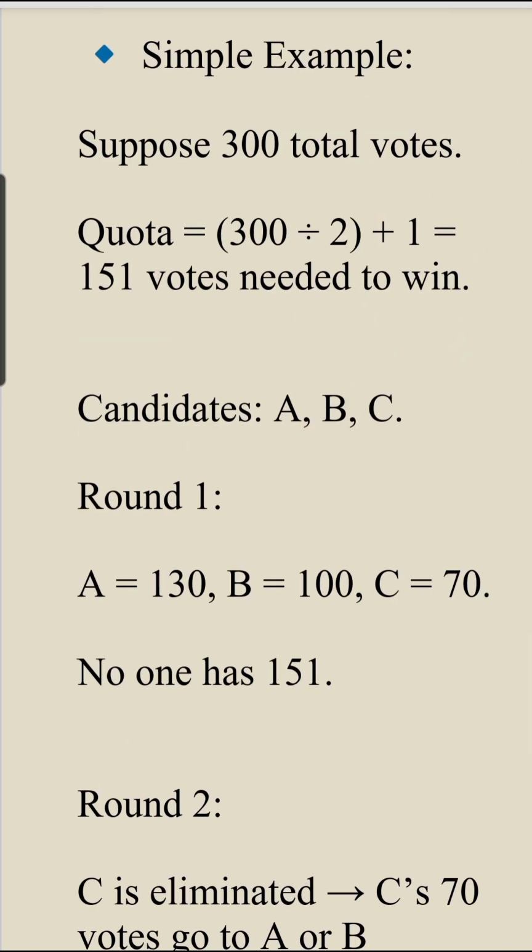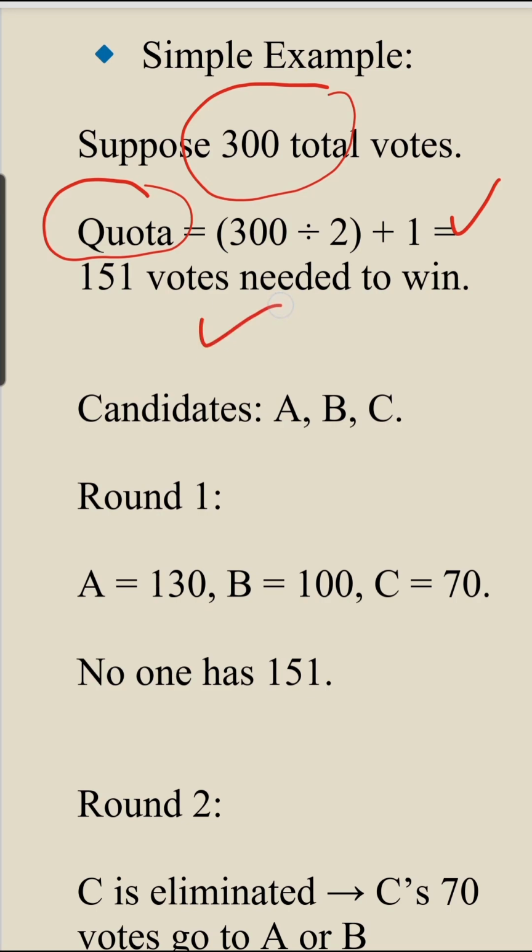Let us understand with a simple example. Suppose there are 300 total votes. This is the value of votes of all MLAs and all MPs. Now we will find the electoral quota. Electoral quota: 300 votes are divided by 2 and plus 1. To get the absolute majority, we add 1. So we have 151 votes that are required to win to become a president.